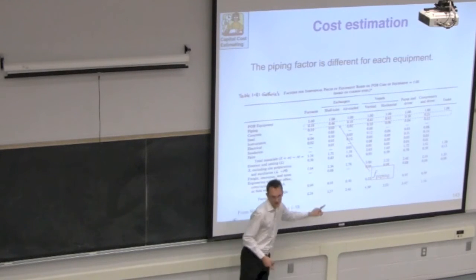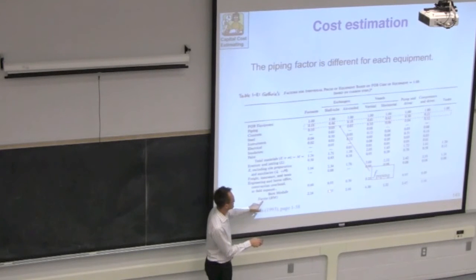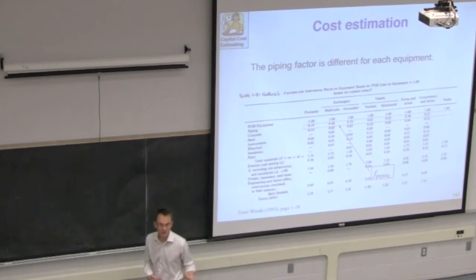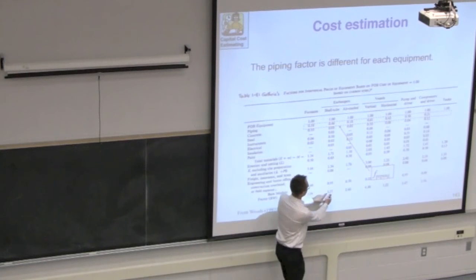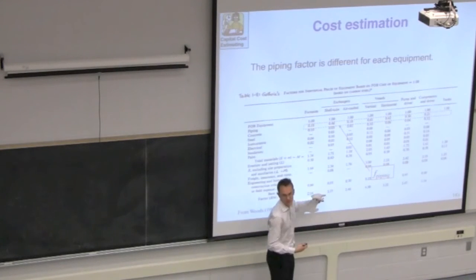Now, notice here, this table has, for heat exchangers, the bare module factor as 3.37. Dr. Woods had 3.14 in his book, so it's just a slightly different source of information. But it's telling us that when we take our base price and multiply by 3.37 to get the bare module price, there's a number of parts that make up that 3.37 factor. And if you sum up all these values in the column, you'll get the 3.37.